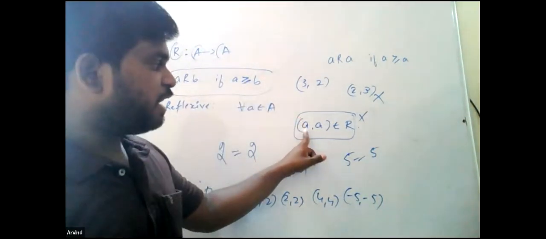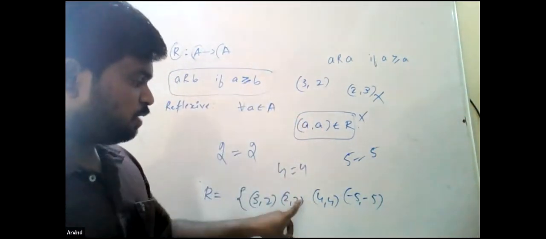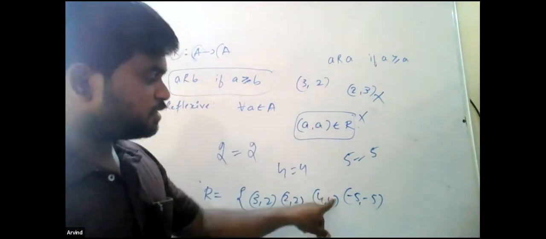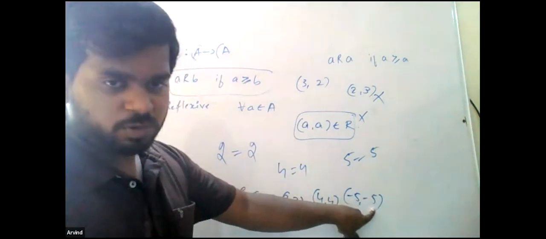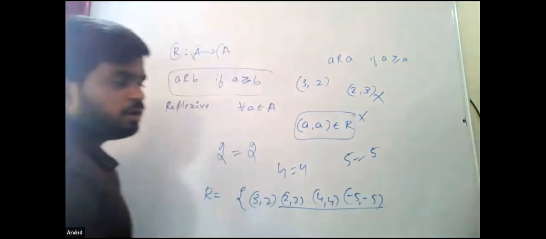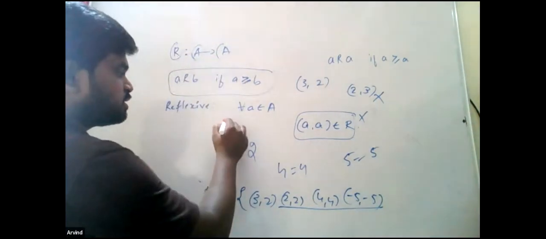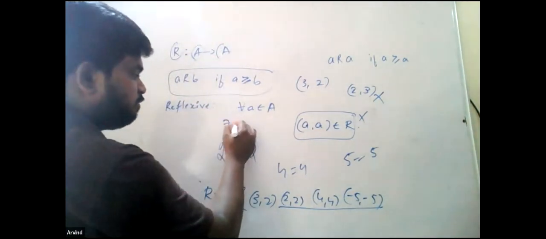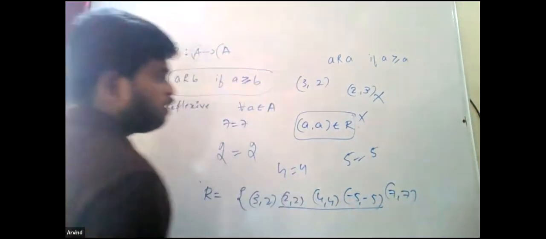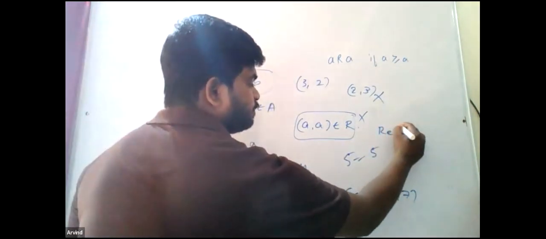We know that every element is equal to itself. 2 is equal to itself. Leave the greater than condition aside. 2 is equal to itself. 4 is equal to itself. -5 is equal to itself. Every element is equal to itself. Therefore, I can write it in R. You take any element, suppose 7, is it equal to itself? Yes, 7 is equal to 7. Therefore, I can write it in R. Therefore, it is reflexive.